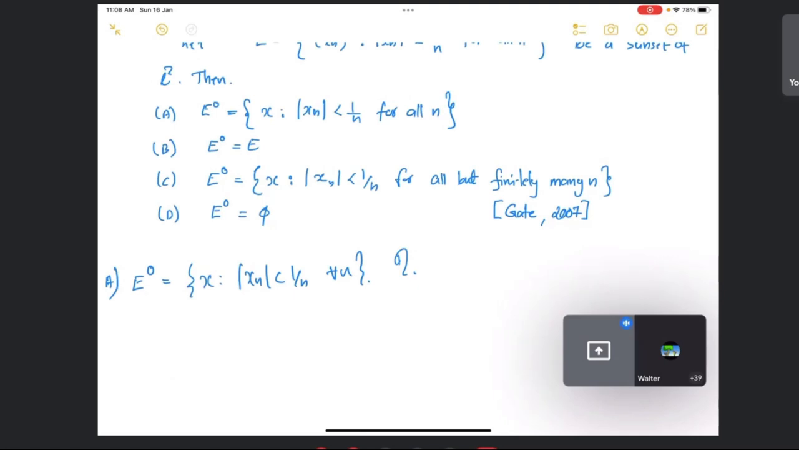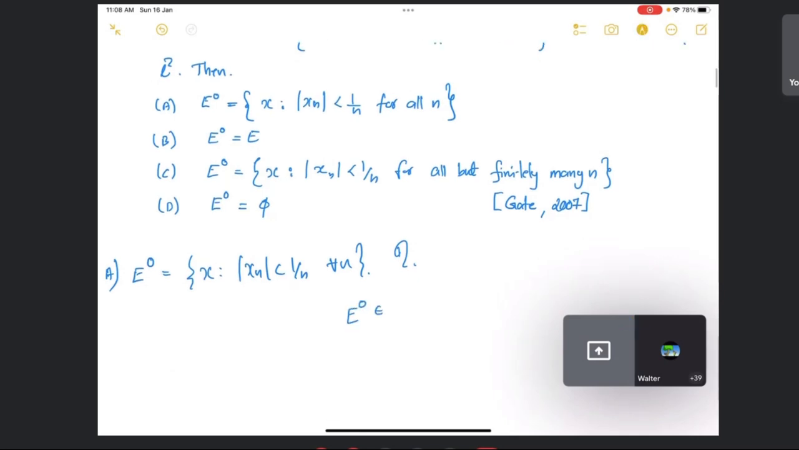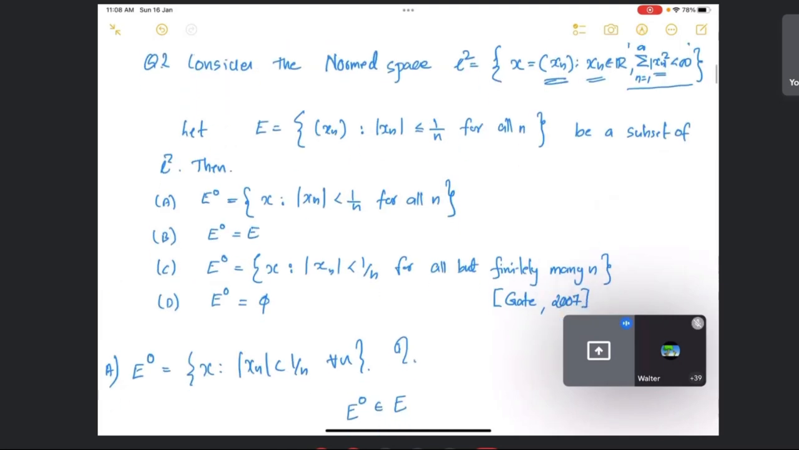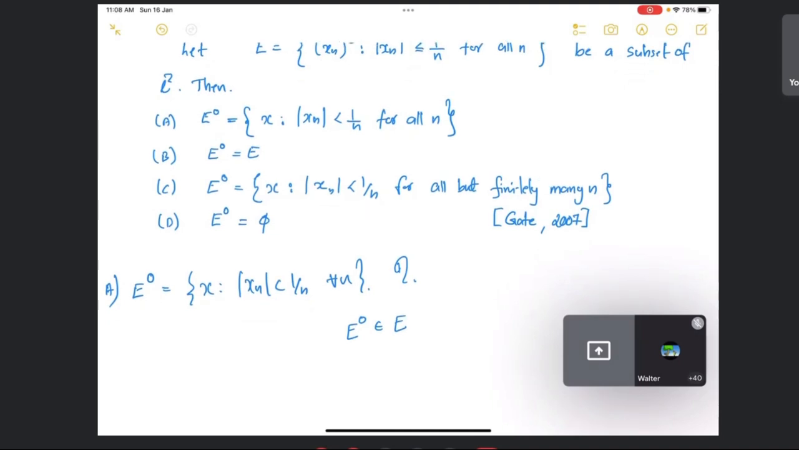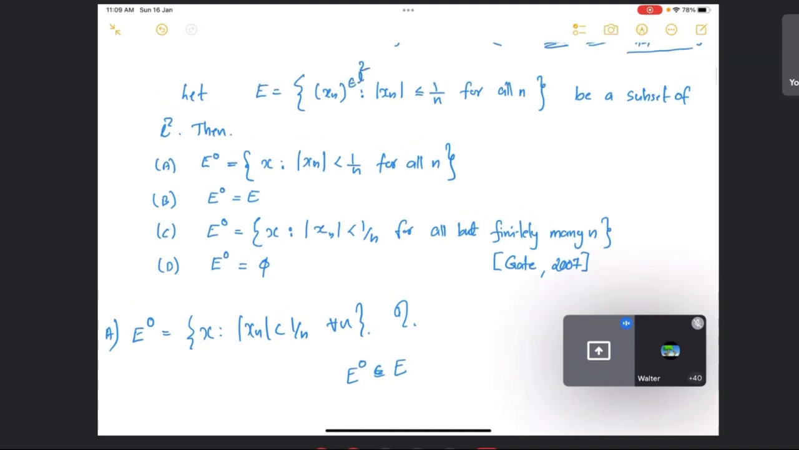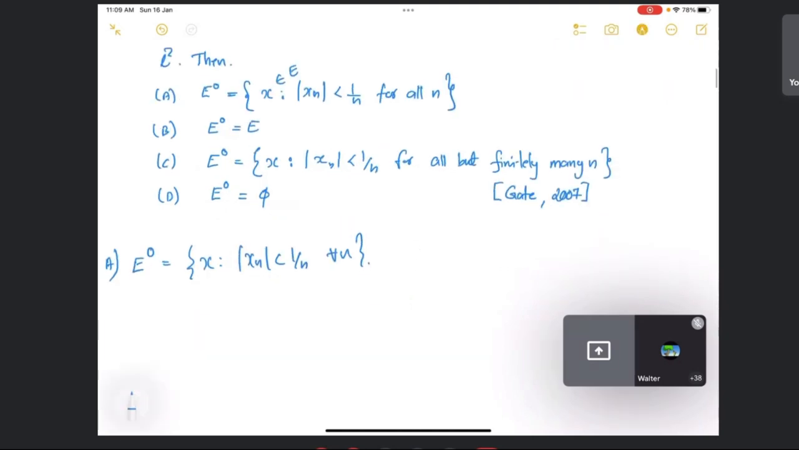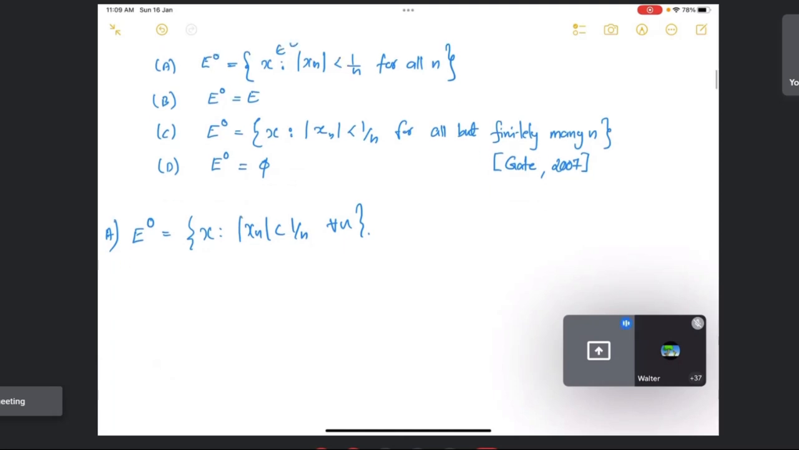Actually, this E naught is clearly a subset of E, and we are taking E to be a subset of L2. So this Xn is actually coming from L2. And we are taking E naught as a subset of E, so the question is not that rigorous. When they say the set of all X such that Xn, here this X should be from E. That also needs to be there. Okay, so can anyone answer this?